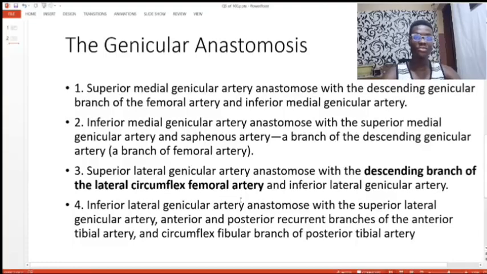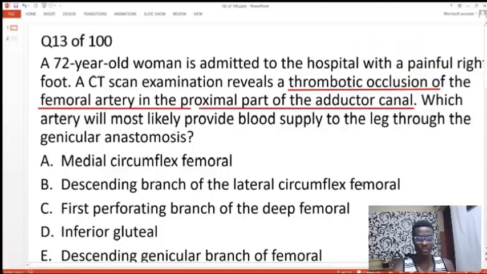The inferior lateral now, the inferior lateral is the one I can say has the most anastomosis here. So the inferior lateral anastomoses with the superior lateral, then anastomoses with the anterior and posterior recurrent branches of the anterior tibial artery, and then the circumflex fibular branch of the posterior tibial artery. So that is the anastomosis around the knee joint. It is actually not complex. Just try to understand and internalize it. So that is it on the genicular anastomosis.